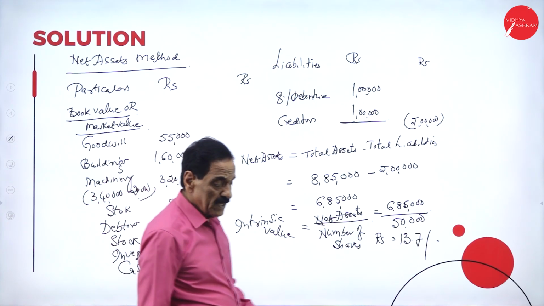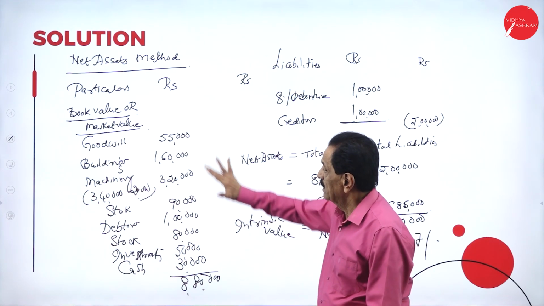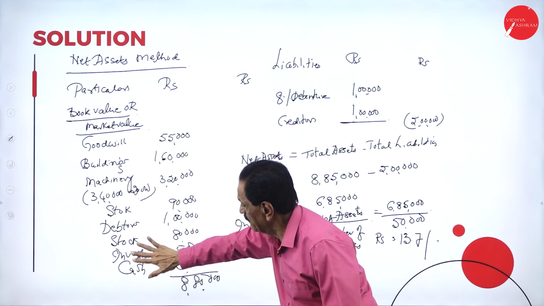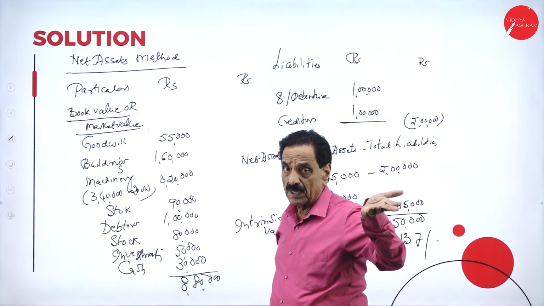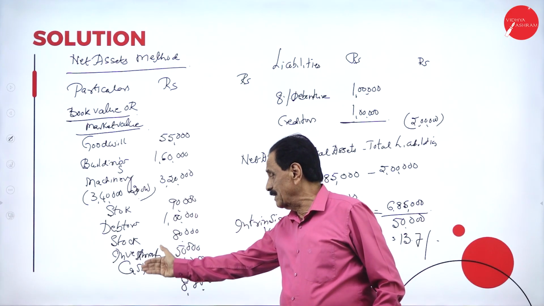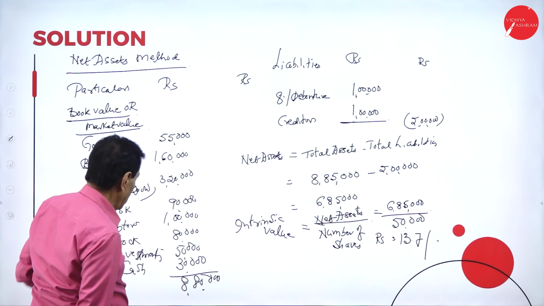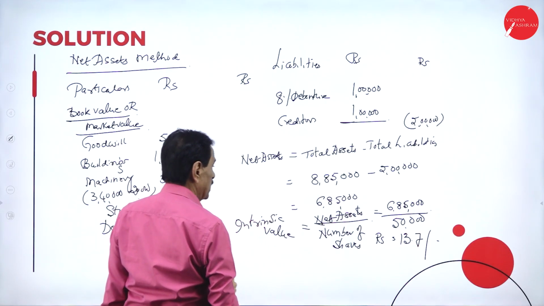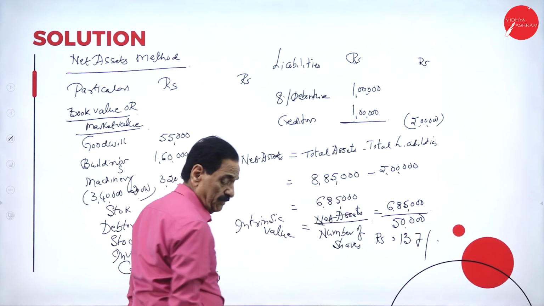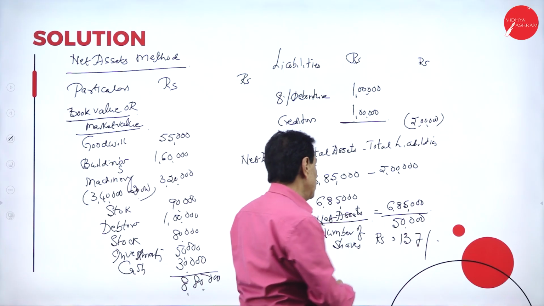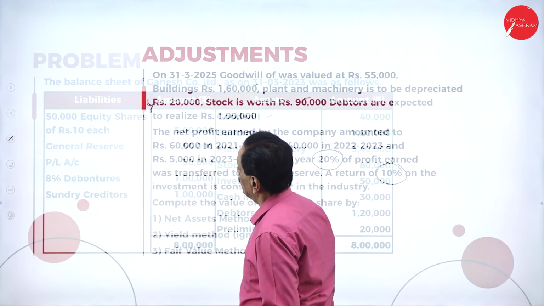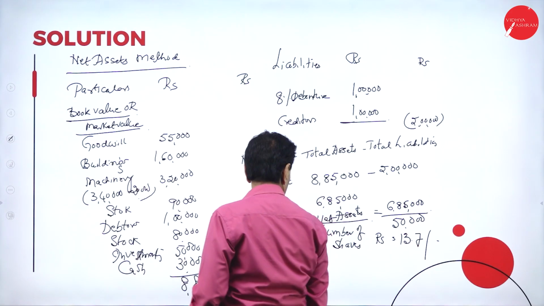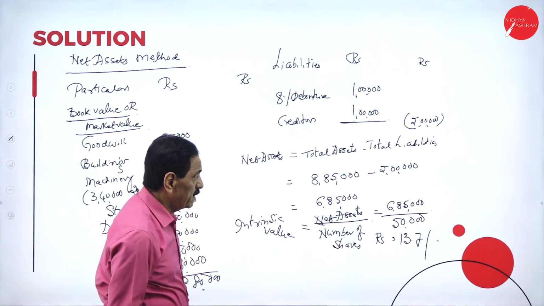The procedure: first is either the book value or the market value, or whatever value is given. If the market value is not given, we take the book value. Totally it becomes 8 lakh 85,000, 2 lakh gone means 6 lakh 85,000, divided by the number of shares, 50,000, because the value of each share is only 10 rupees. Here the problem has 50,000 equity shares of 10 each. So the value becomes very low, 13.7.